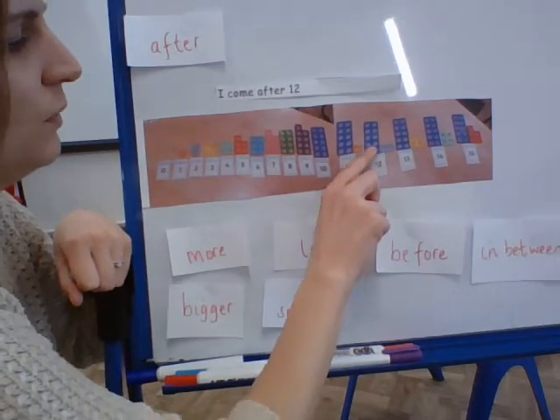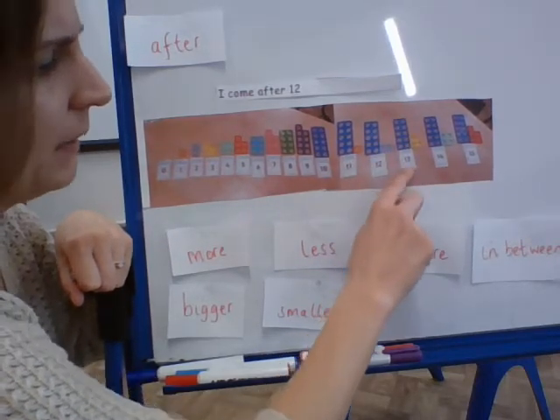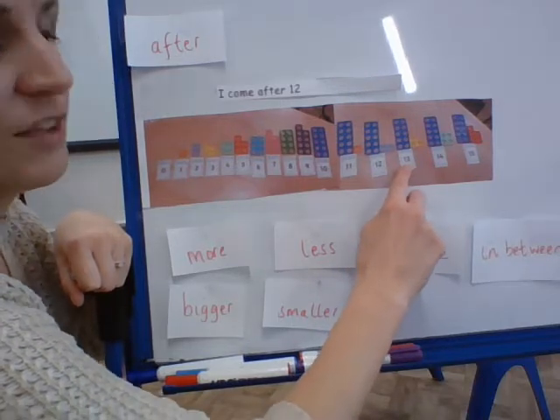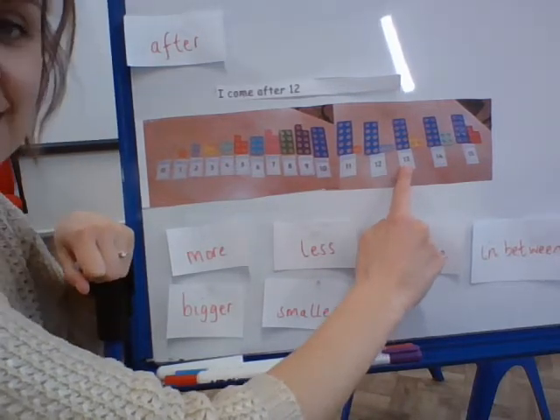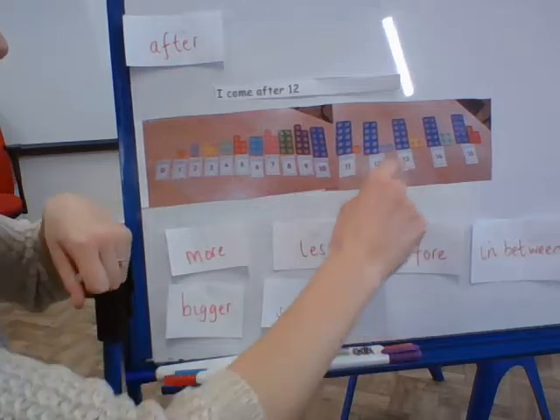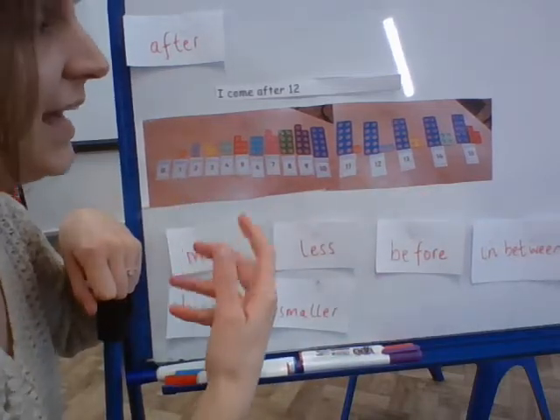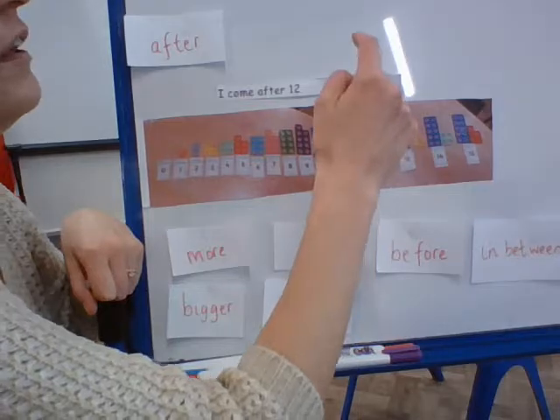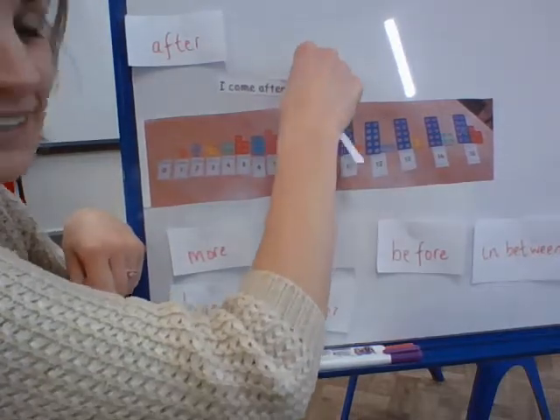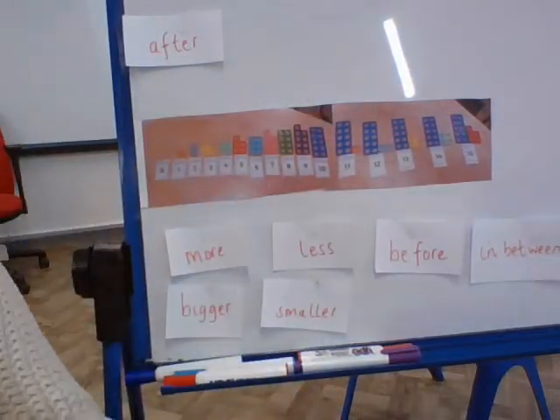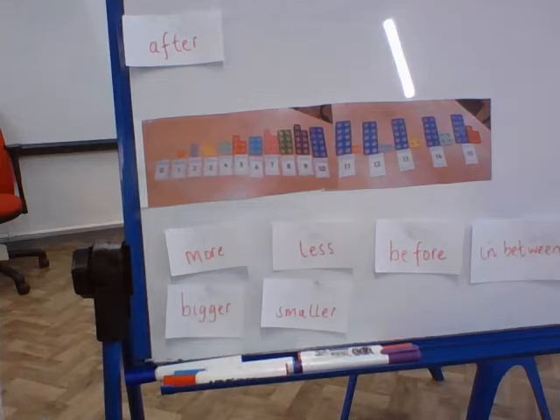Okay, so after 12 is this number. What number's that? That's 13. So the number is 13. Let me just check with my counting. So 10, 11, 12, 13. That's right. Can you have a go at that one like that for me? Are you ready?